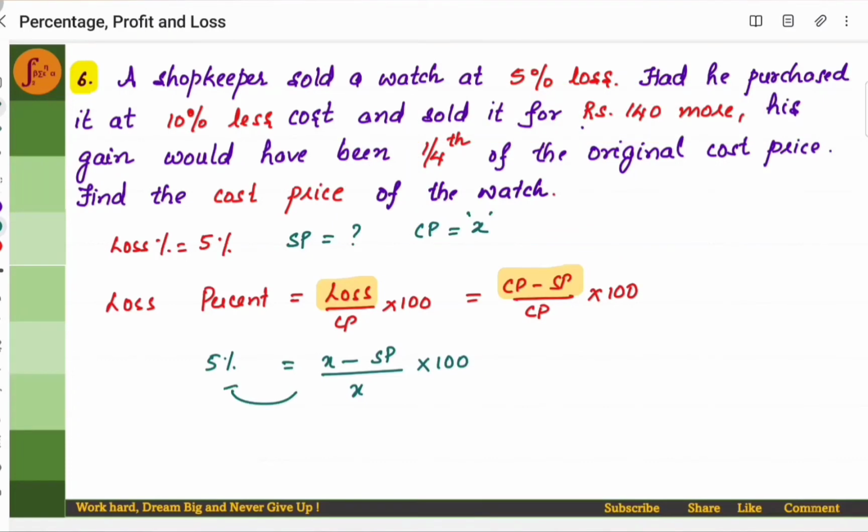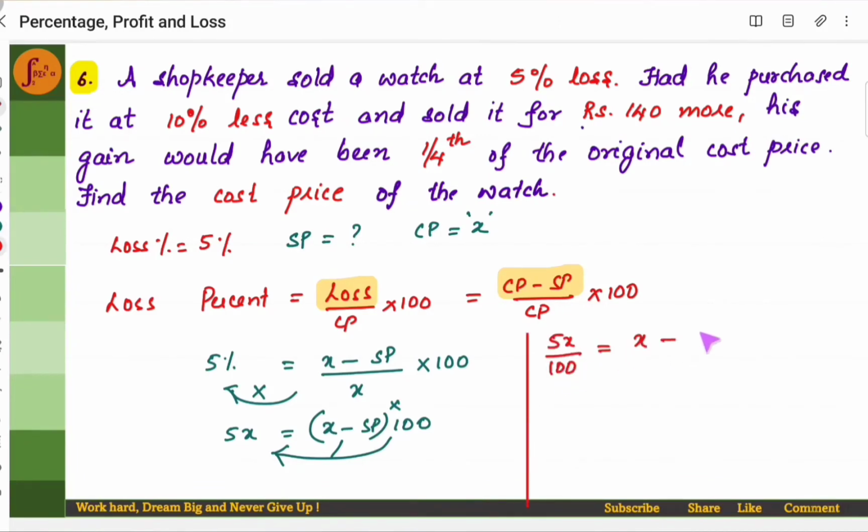So now I'll shift X this side. So it's going to become multiplication. It will become 5 into X, 5X, equal to X minus SP into 100. Now I'll shift 100 this side. Here it's multiplication, so it will become divide. So this will become 5X by 100 is equal to X minus SP. Now I'll shift X this side. So it will become minus 5X by 100 minus X is equal to minus SP.